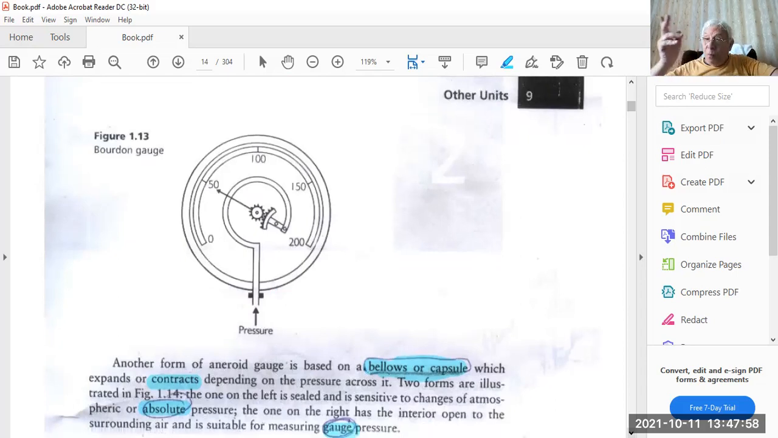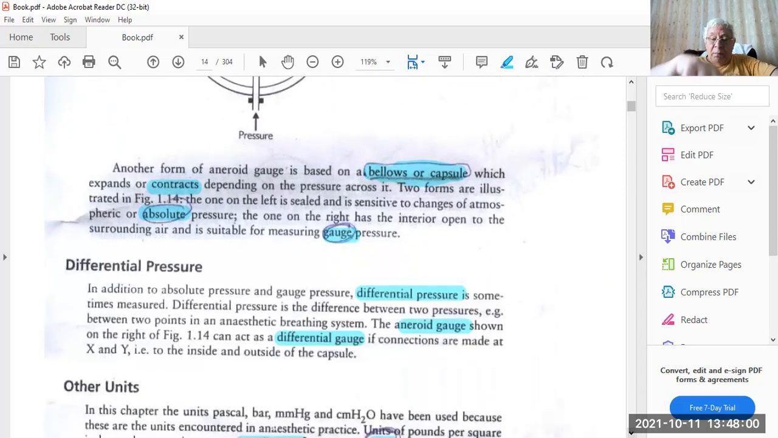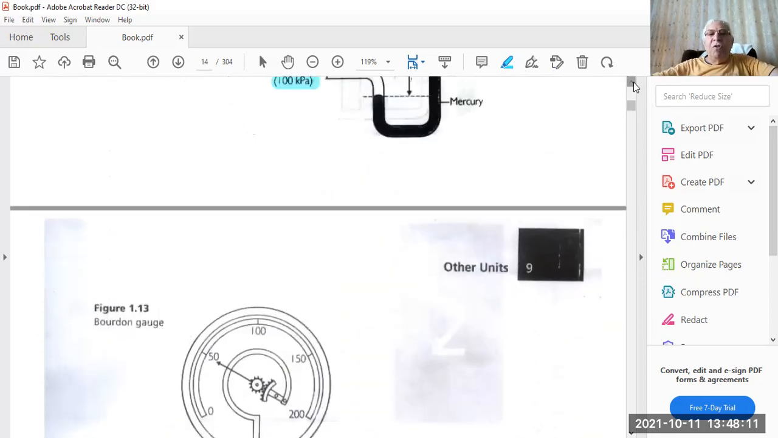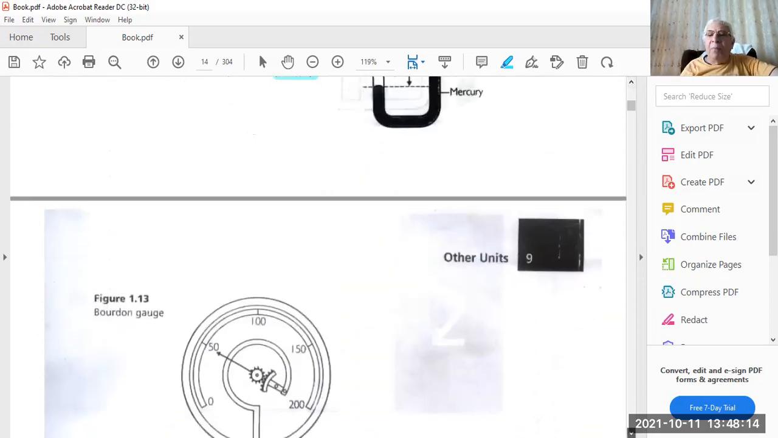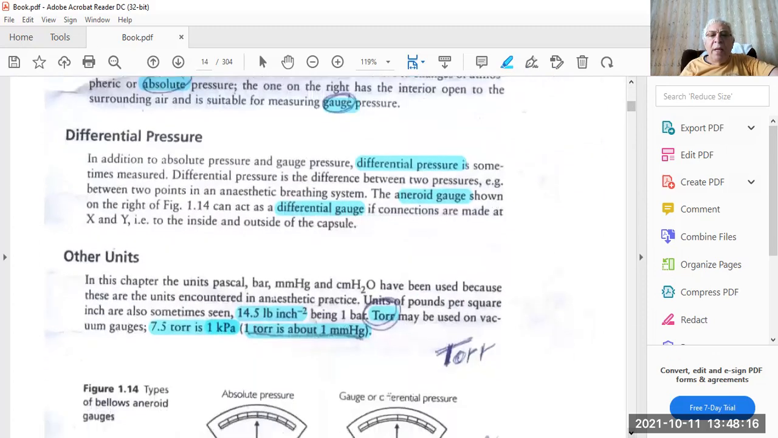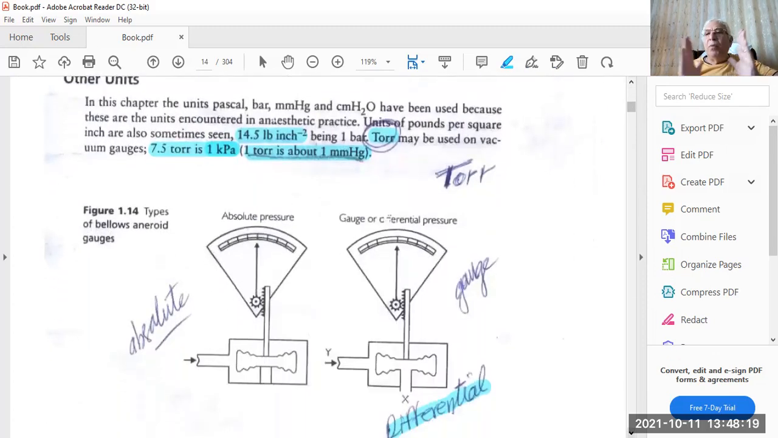On the other hand, we have what we call the bellows or the capsule device to measure the pressure. We have two types of it: the absolute and the gauge one. As we can see from the figure, we have a capsule like an accordion, and whenever I apply pressure on the left side, this capsule will be expanded or compressed and will activate a pointer on a scale through a gear system. On the other hand, on the right one, we have two openings.